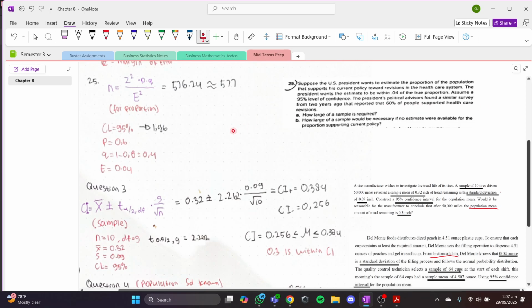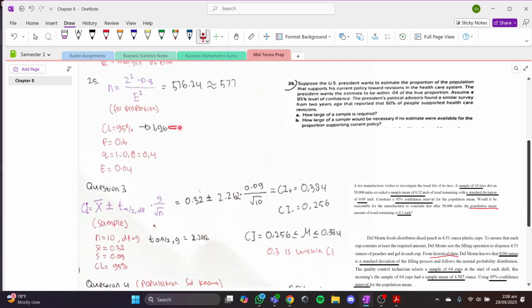healthcare revision. So P is basically how many people agree on it, and Q is just the other side of things, where people don't agree. So it's just 1 minus 0.6, which is 0.4. So you just use the formula, which is z to the power of 2 times p times q over the margin of error to the power of 2.